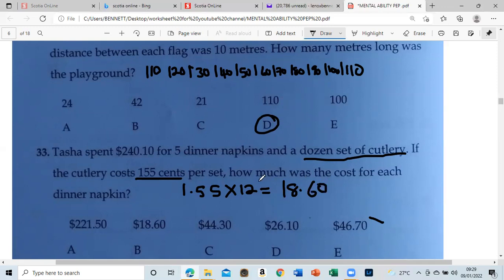Now you say how much for each of these, right? So this 18 represents the dozen cutlery, right? And they said the total is 240. So we're going to subtract this from 240 and then divide by 5, and that will be our answer. I'm going to be using a calculator because I don't have the space, but it can be done without the calculator. It's not hard, to be honest.